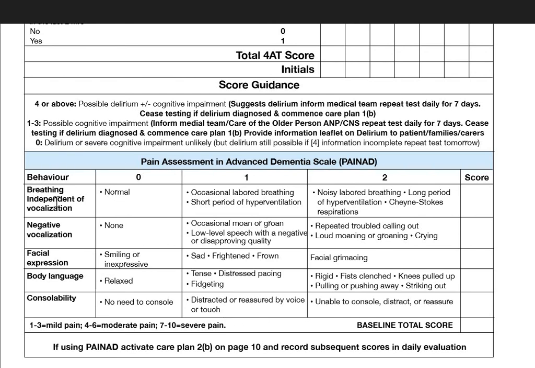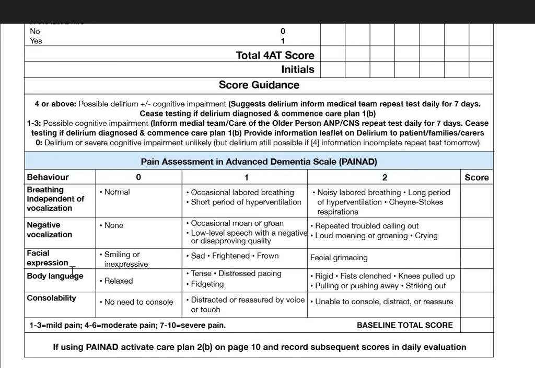So we look at the patient's breathing independent of vocalization first. So if that is normal, then we score 0. If they have occasional laboured breathing or a short period of hyperventilation, we score 1. And if they have noisy laboured breathing, long period of hyperventilation or Cheyne-Stokes respirations, a score of 2, and we put our score in there. If there is negative vocalization, if there's none, a score of 0. If there's an occasional moan or groan or low-level speech with a negative or disapproving quality, a score of 1. If the patient is calling out a lot, loud moaning or groaning or crying, a score of 2.